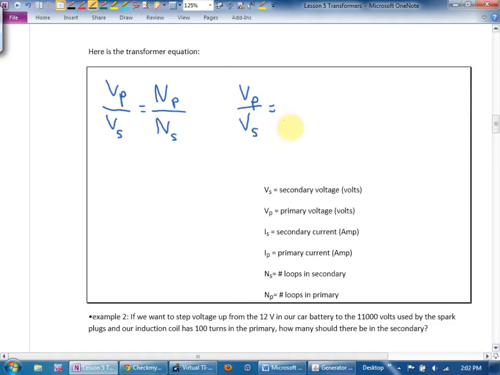Not primary on top. Primary doesn't go with primary. Secondary on top, primary on the bottom. We're going to combine this as one great big equation. This is what you're going to write down: V primary over V secondary equals N primary over N secondary equals I secondary over I primary.